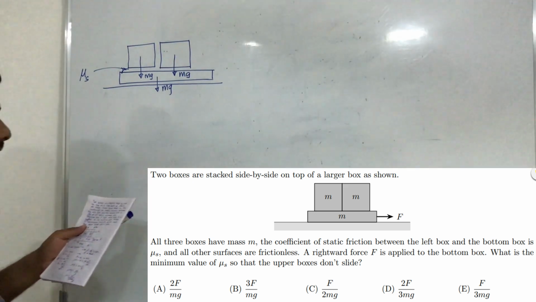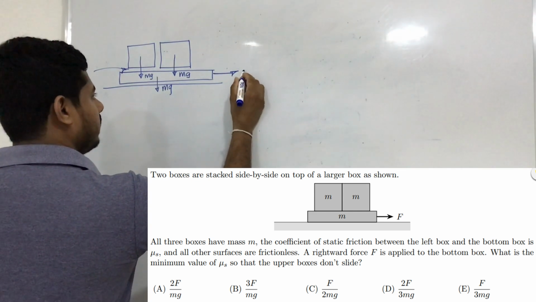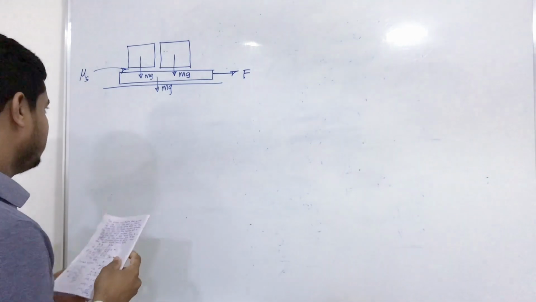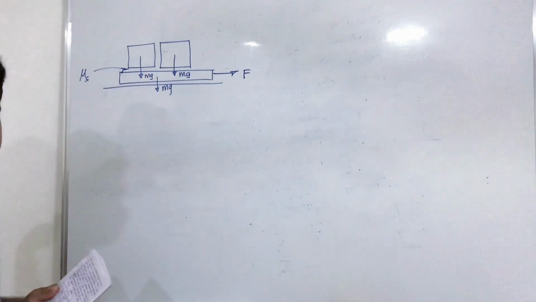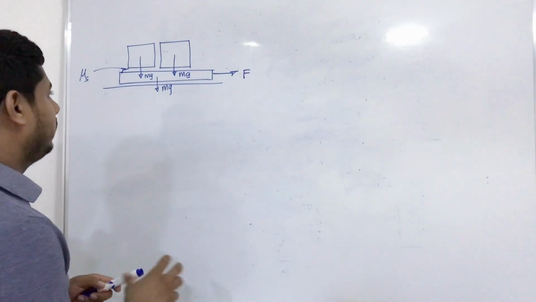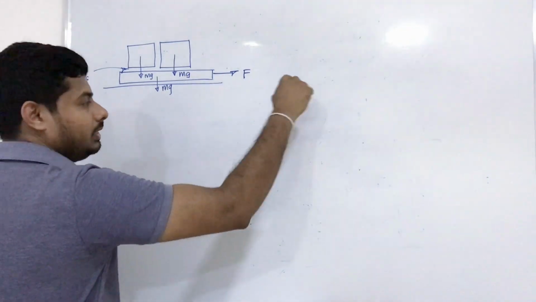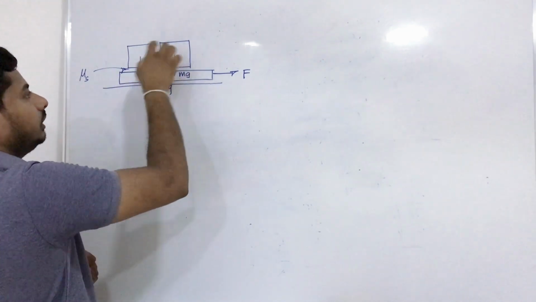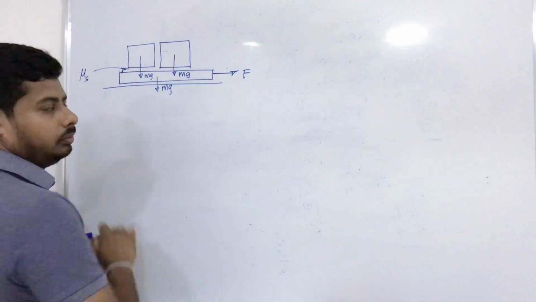A rightward force capital F is applied to the bottom box. So a rightward force capital F is applied to the bottom box. What is the minimum value of mu s so that the upper box does not slide? The upper boxes don't slide. That means we have to consider a situation where, if I pull this third object on the bottom, these two objects should remain without slipping on this one, right?